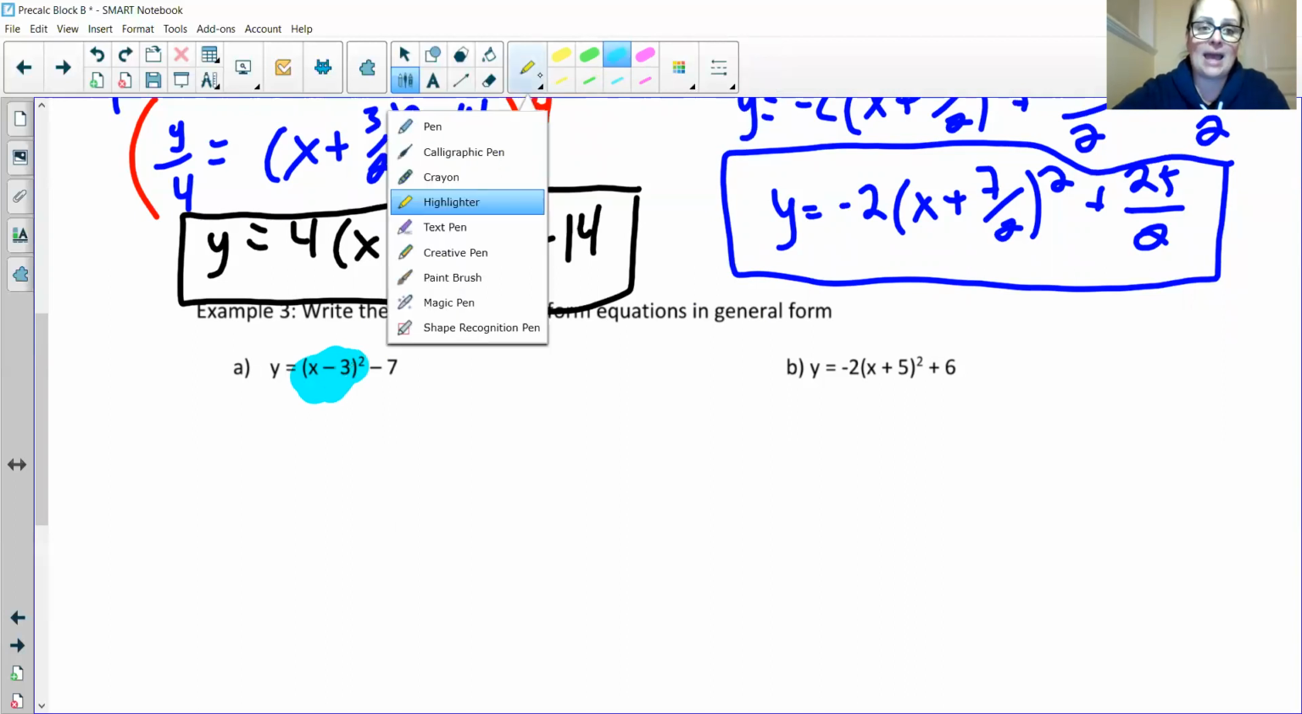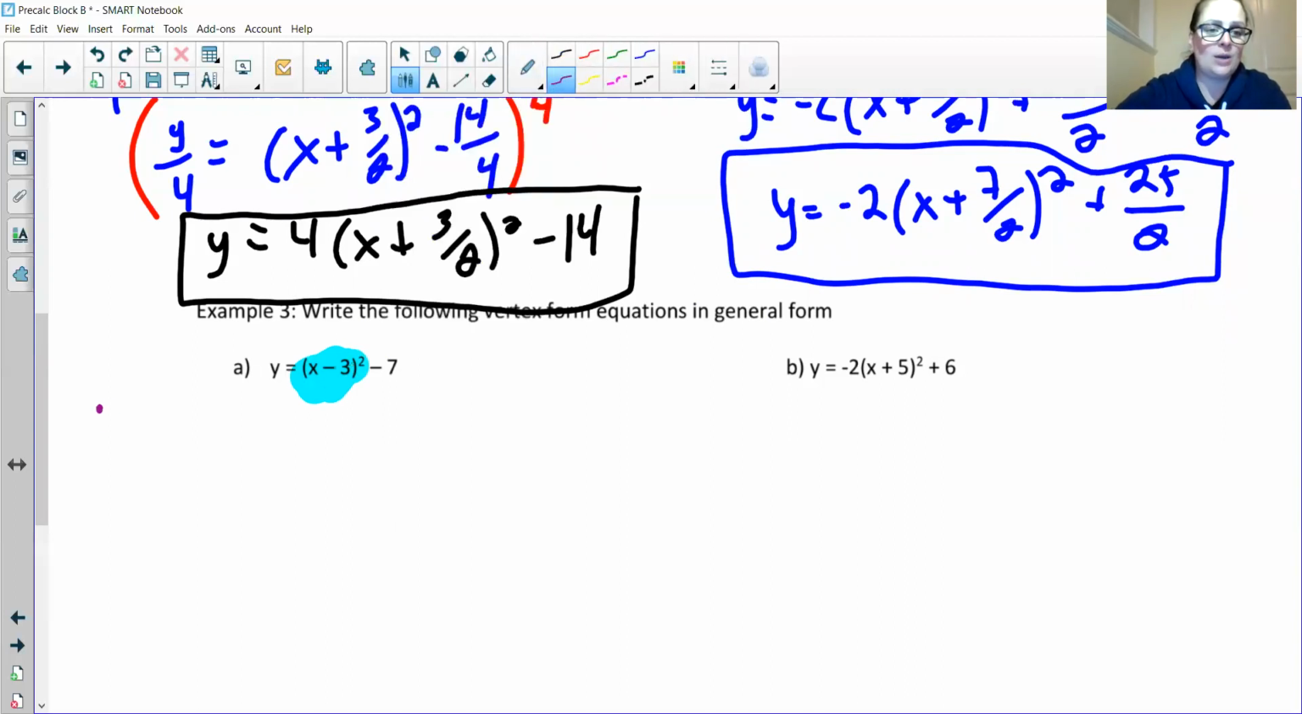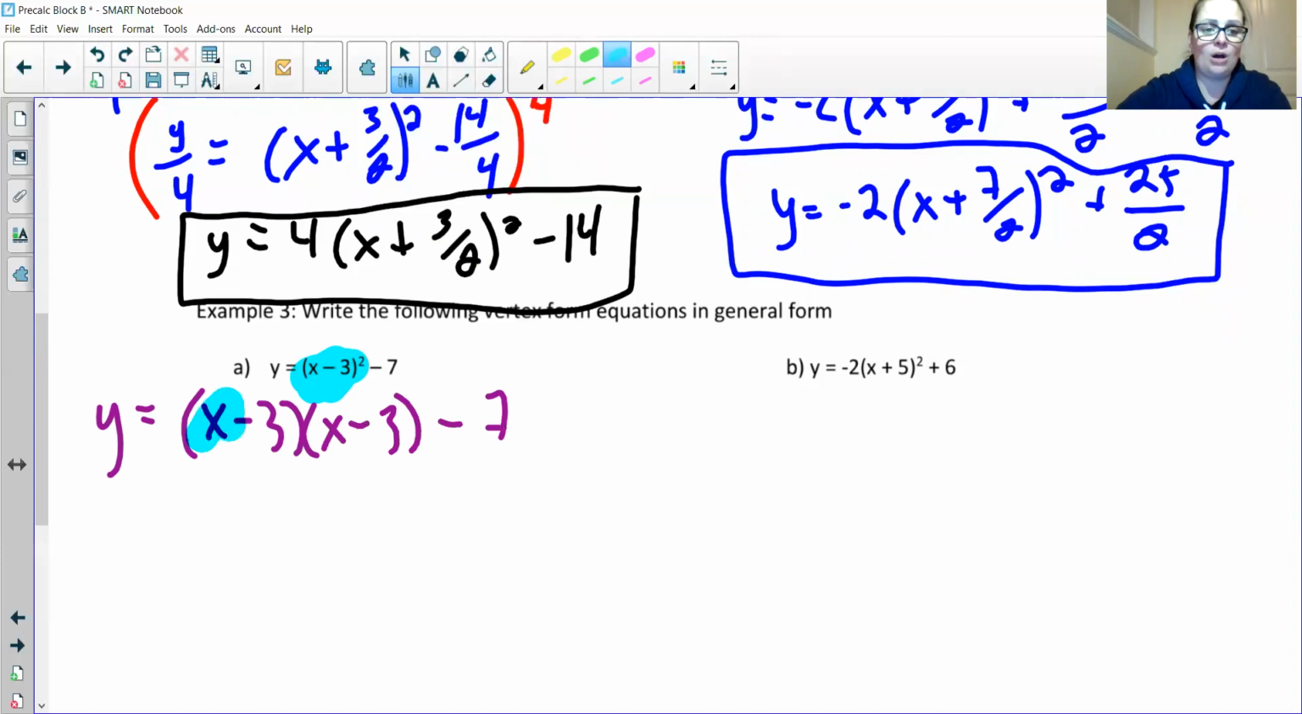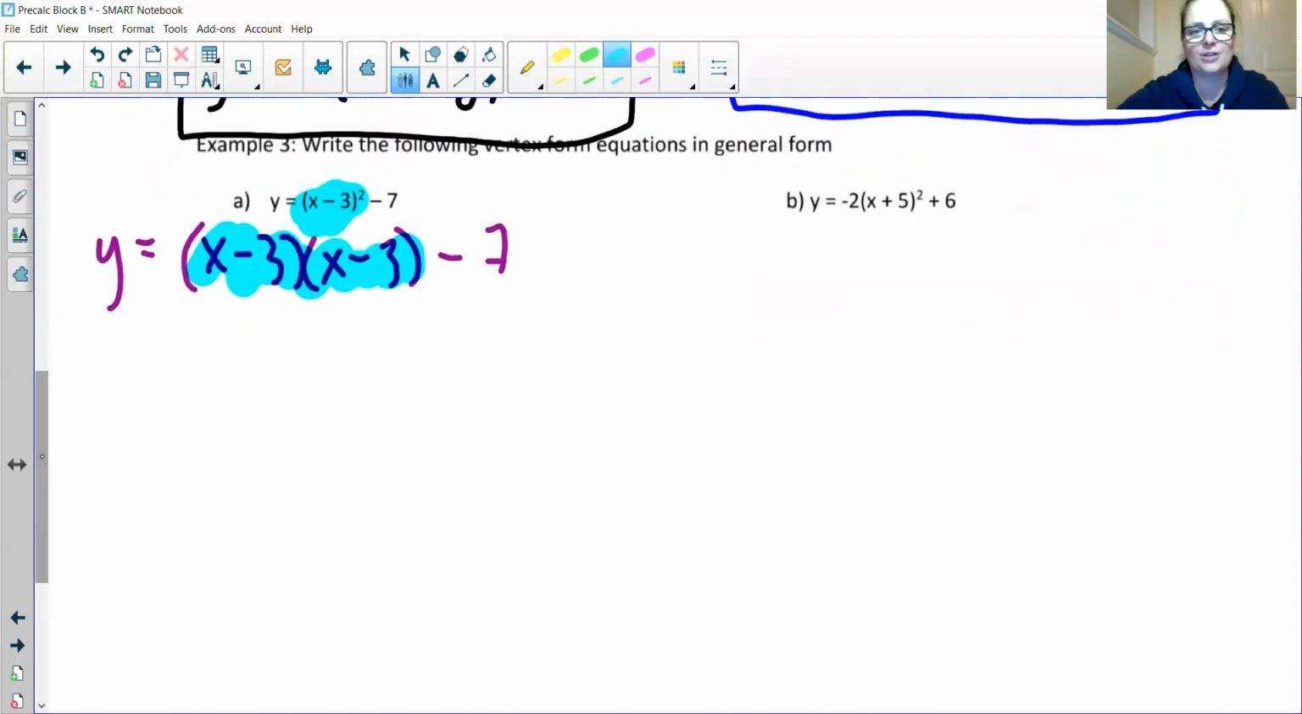We need to expand this, okay? So we get y equals x minus 3 squared is the same thing as x minus 3 times x minus 3, minus 7. We need to do all of this first before we include that minus 7. That negative 7 has got to stay over there on its own for a bit while we sort our stuff out. Hopefully you're getting more and more comfortable with jumping straight from this to our end result.